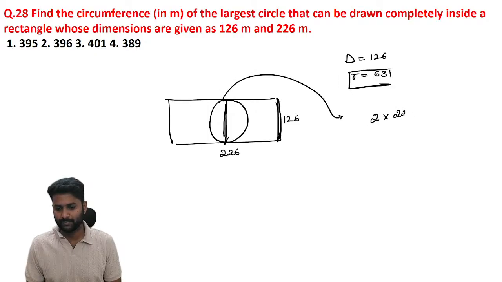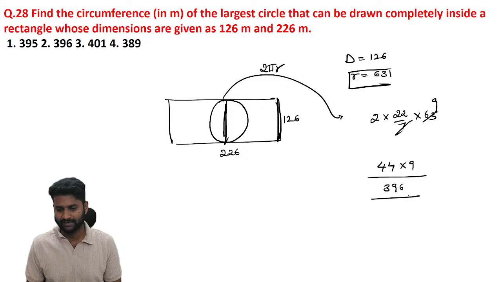Circumference is 2 pi r. Pi value is equal to 22 by 7. Radius is 63. This is exactly 9 times. So 44 is multiplied by 9 times. So 396.